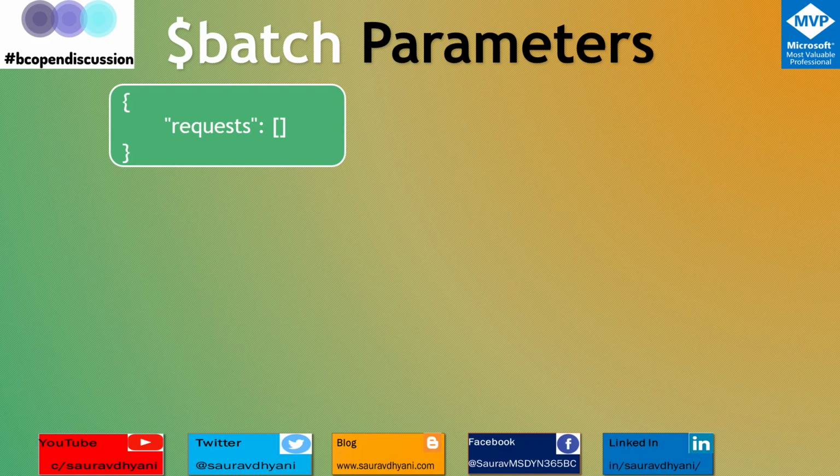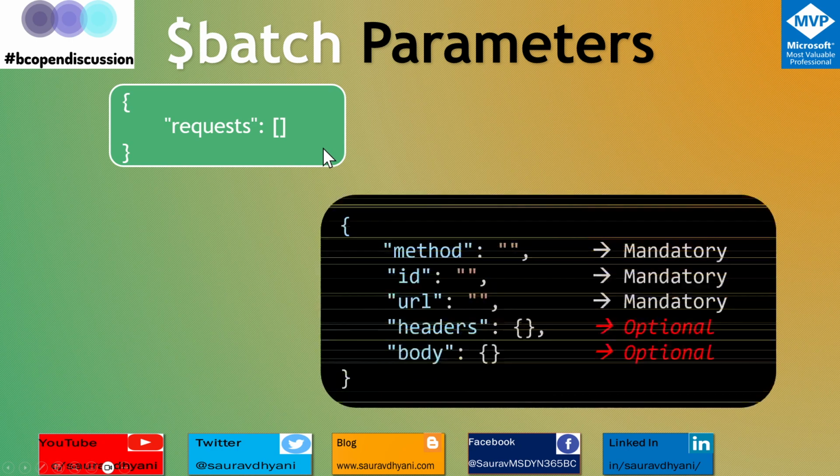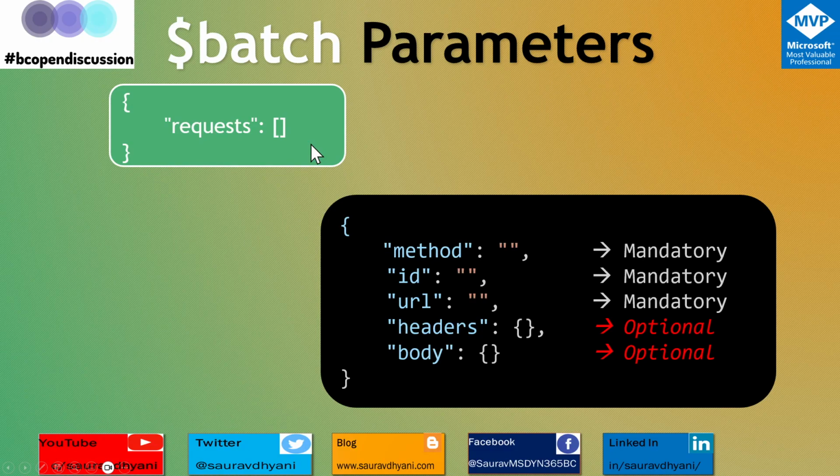Everything inside these two brackets will be treated as one single request. Now, what goes inside these square brackets is each request, which needs to have specific parameters. And what are those? Let's have a look. Each request that you're making needs 5 different parameters. Out of them, 3 are mandatory and 2 are optional. The first one is the method, and you can have them in any order you want.